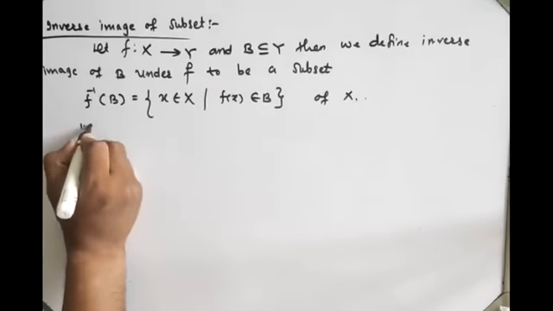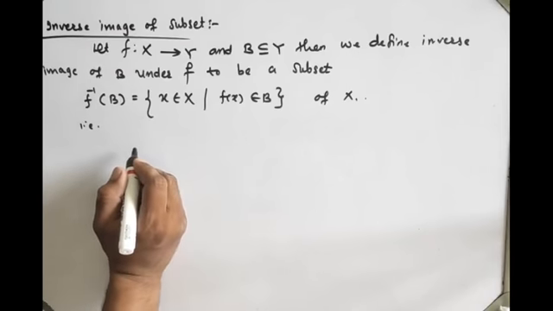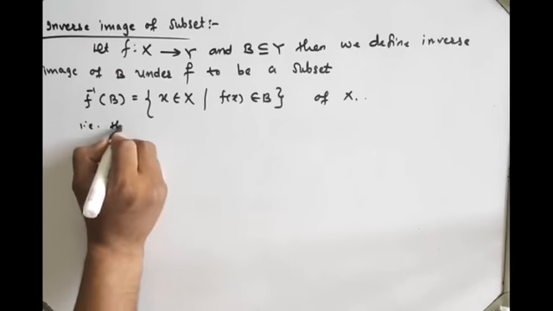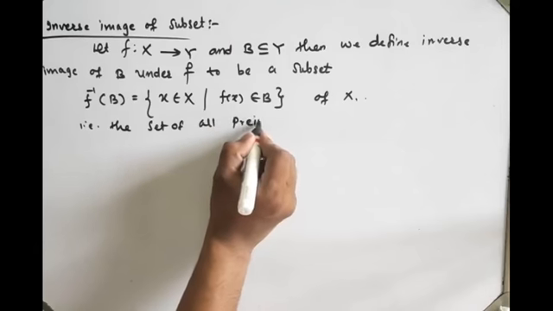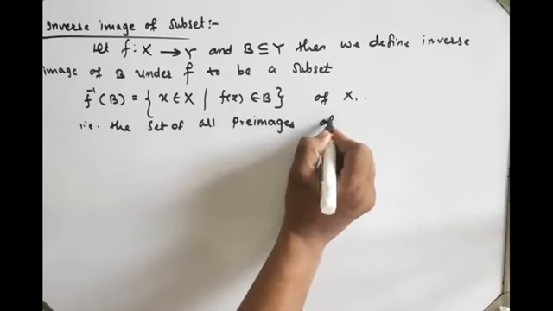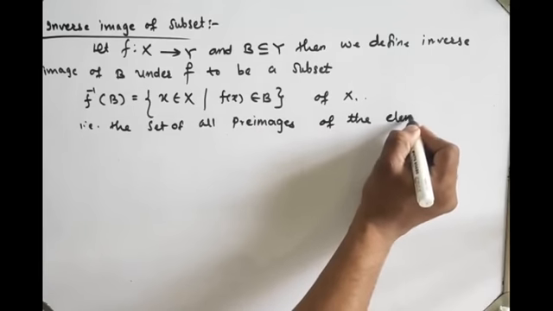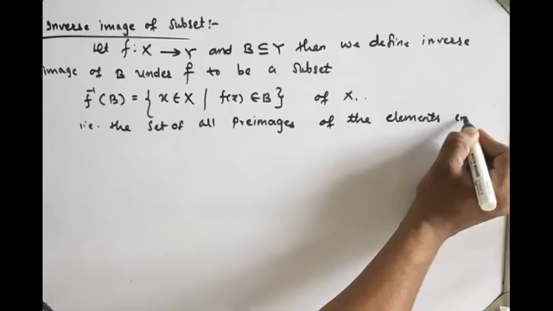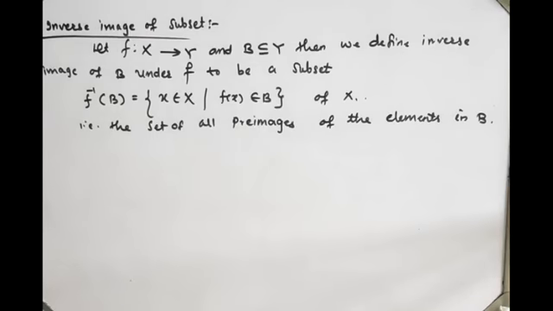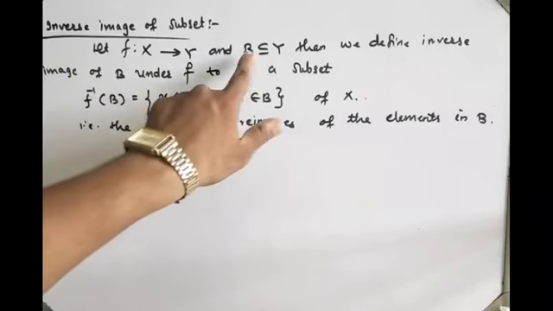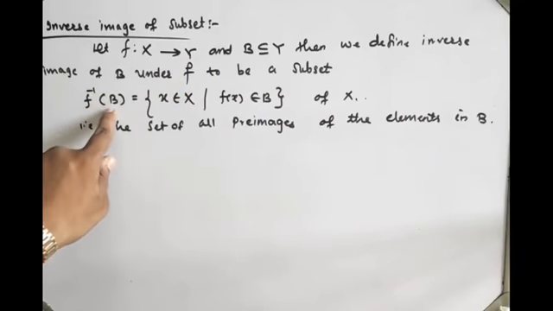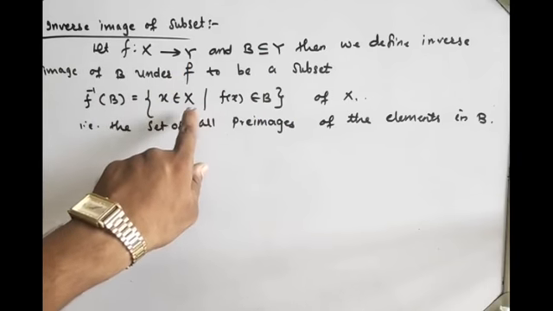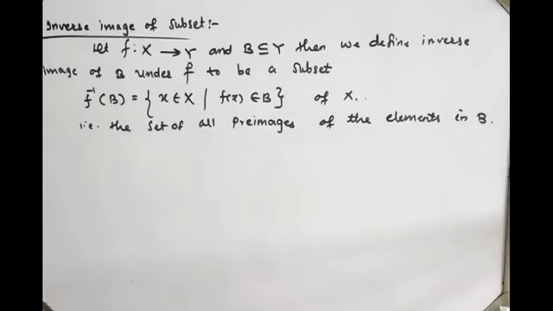That is, we say that it is the set of all pre-images of the elements in B, which is the definition. Means if B is a subset of Y, then f inverse of B is equal to the set of all those points x belongs to set X such that f of x belongs to B.